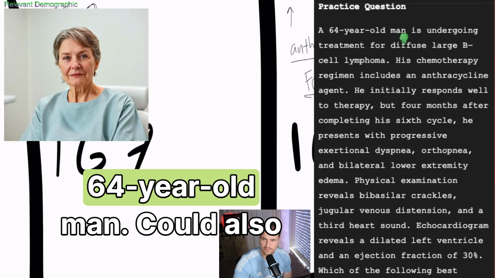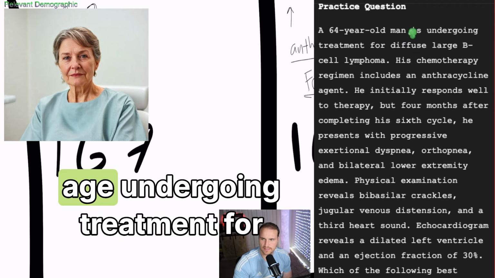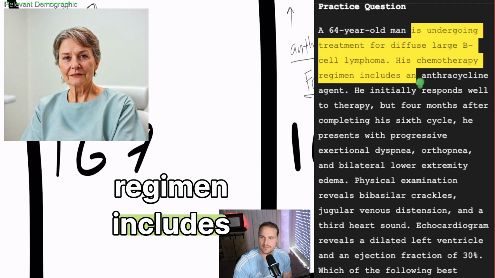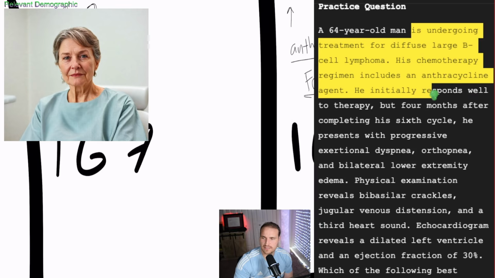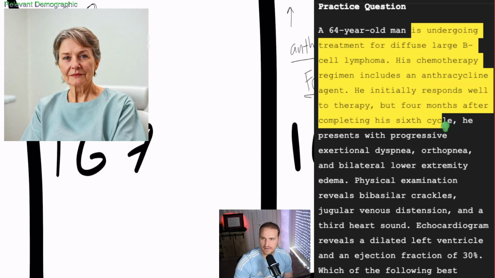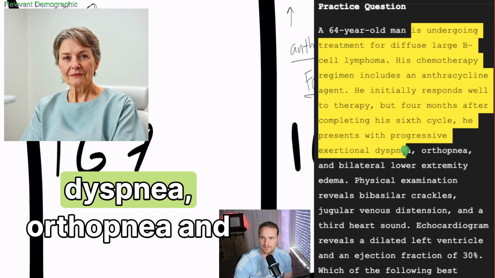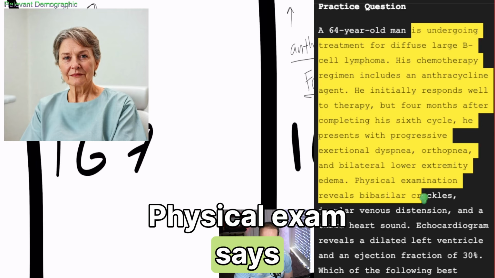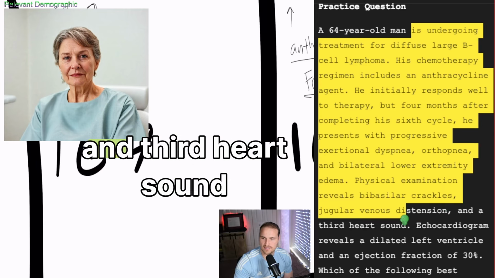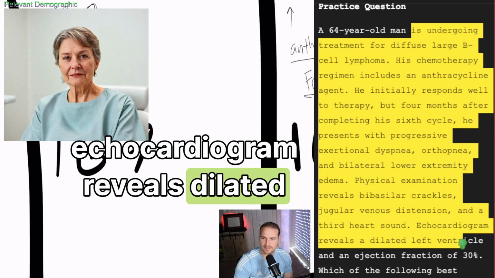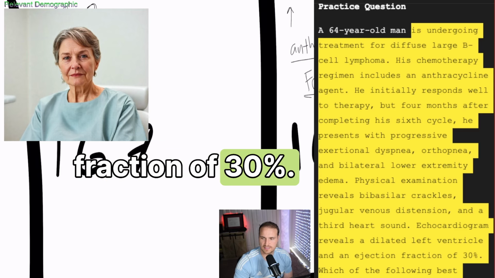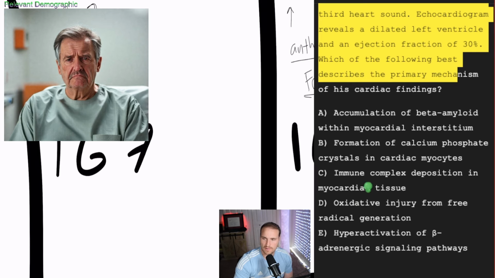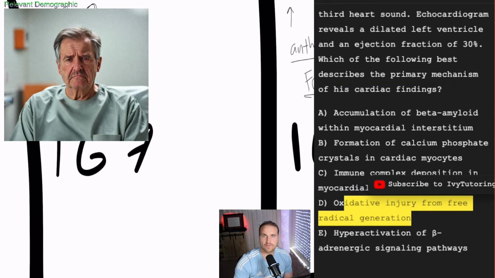All right, next we got a 64-year-old man, could also be a woman, probably similar age, undergoing treatment for diffuse large B-cell lymphoma. His chemotherapy regimen includes an anthracycline agent. He initially responded to therapy, but then later, after 6 months, he has progressive exertional dyspnea, orthopnea, and bilateral lower extremity edema. Physical exam shows bibasilar crackles, JVD, and a third heart sound. Echocardiogram reveals a dilated left ventricle and ejection fraction of 30%. What describes the mechanism? All right, so there's our new patient that fits this question's demographic. And the answer is going to be oxidative injury from free radicals.